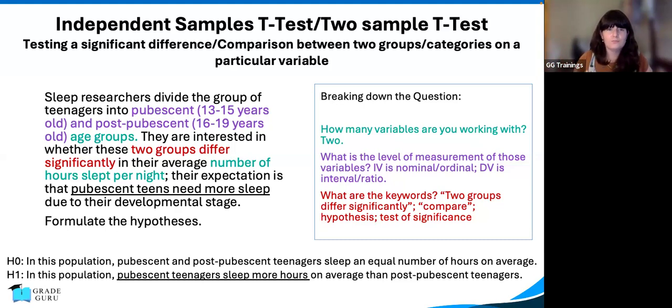So if I deleted that last part of the text, we would keep it non-directional. But because that was added, their expectation is that pubescent teens need more sleep. They're saying, I think pubescents are going to be higher. It is directional. It's specific about which group is going to have the higher average. So you need to include that in your H1, that this group is going to have the higher average than the other group. Okay, does that make sense? Is that clear? Yes, thank you.